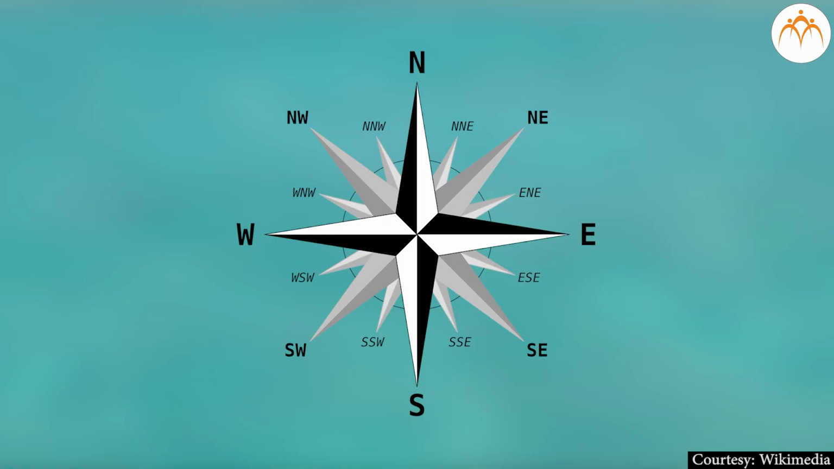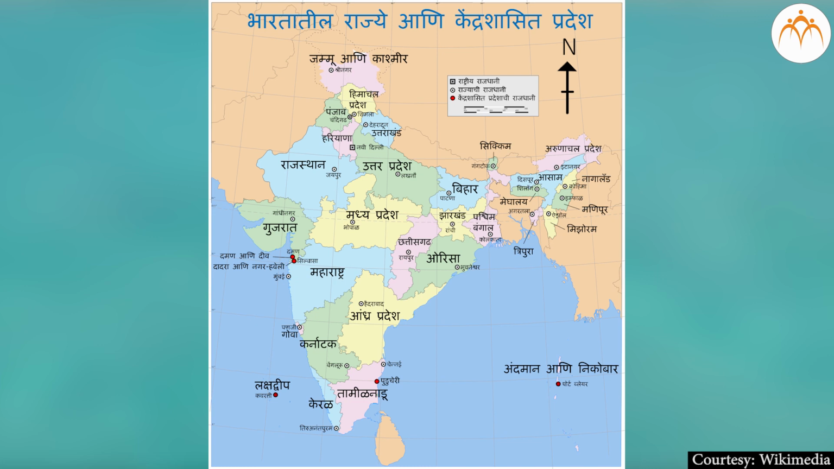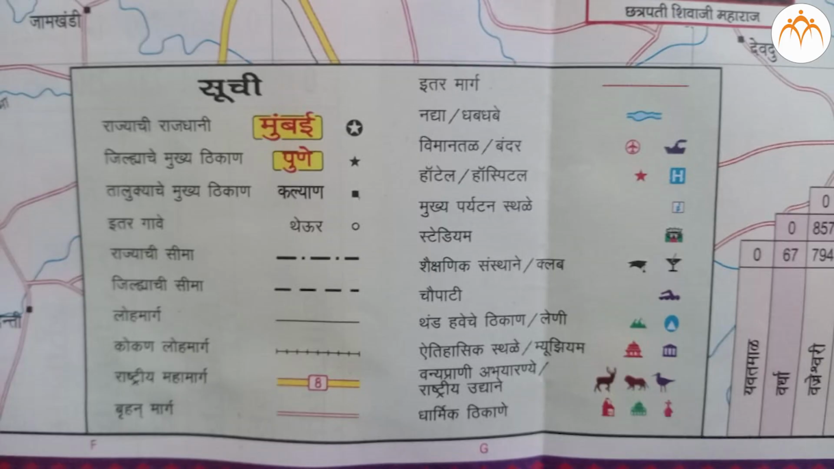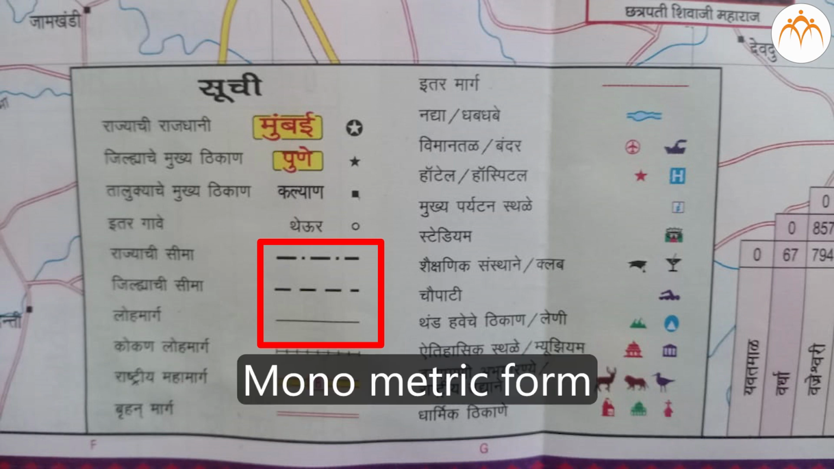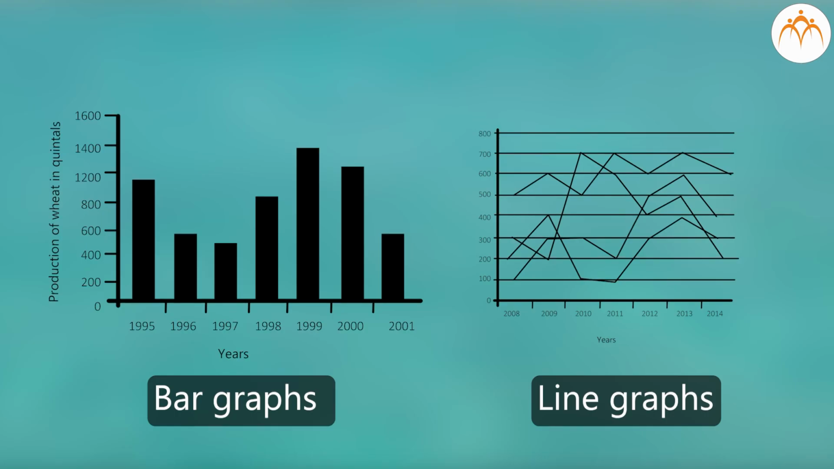The orientation is very important. In the given map of India, the north direction is upwards. There are certain things which are shown in monometric form. Some parts of a map can be shown using straight lines. This is called the monometric form. The line graphs and bar graphs are classic examples.